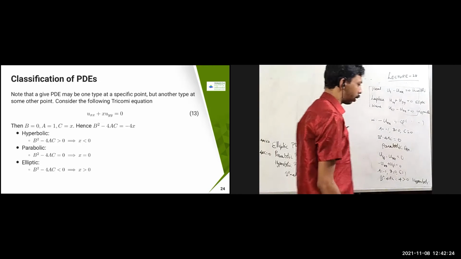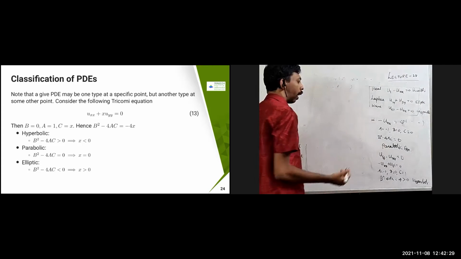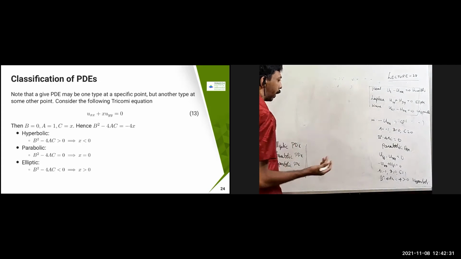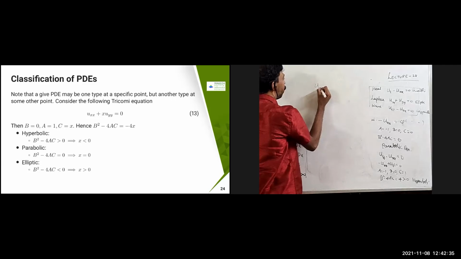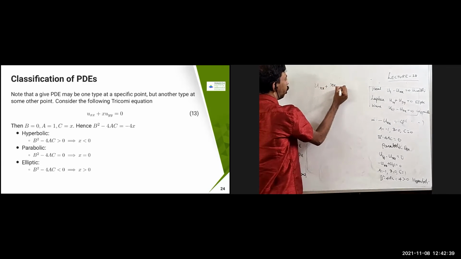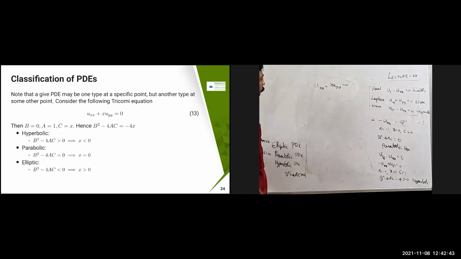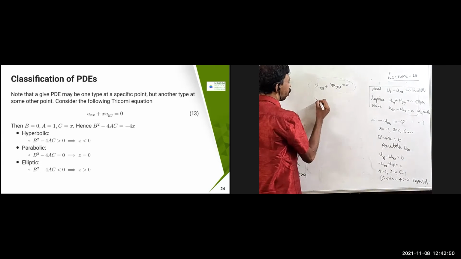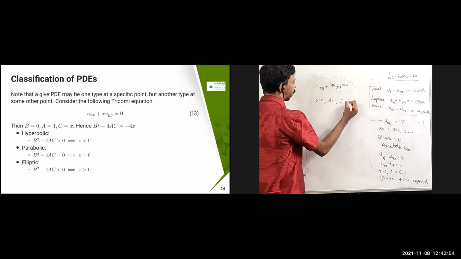So the trichotomy equation. Let us see whether it is going to be parabolic, hyperbolic, or elliptic, and at what point. The same problem can behave in different ways. For example, if you take u_xx + x u_yy = 0, this problem can behave like a parabolic in some region, like an elliptic in some region, and like a hyperbolic in some region. So here you can see that b = 0, a = 1, and c = x.